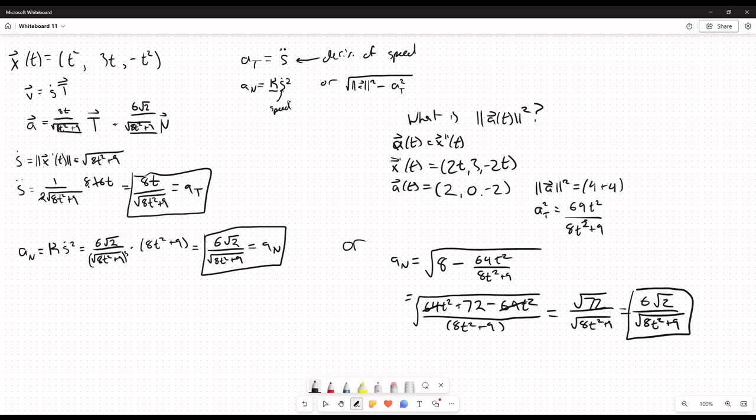I'm not going to say it was easy, but I would say it probably is easier than having to find the curvature, because we needed to find at least the acceleration anyways to find the curvature. So this one didn't involve taking a cross product or anything. We just had to find some magnitudes. So there you go. That's how you can find the tangential and normal components of acceleration in a couple different ways.